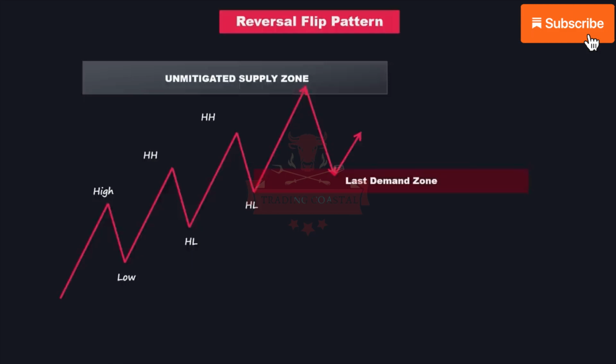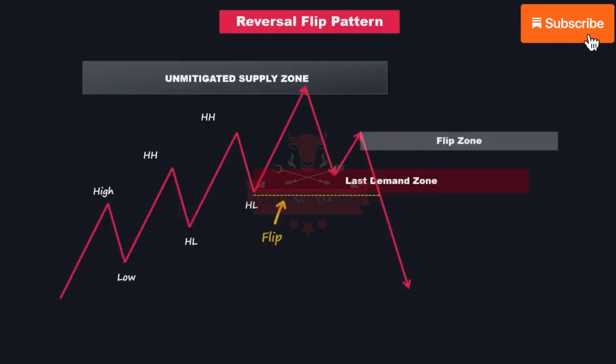However, it is important that the price does not establish a new higher high and instead breaks through the previously tested demand zone. This break creates a supply zone known as the flip zone. It is crucial to monitor the flip zone closely as the price will likely retest it. At this point, it is recommended to place a limit order within the flip zone. The same principles apply to the bearish scenario.